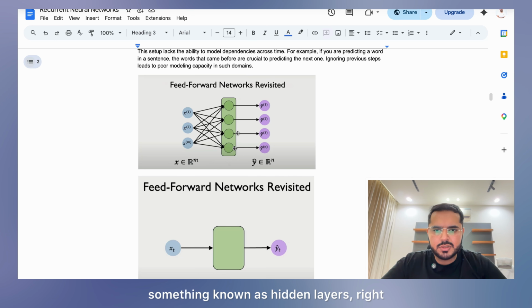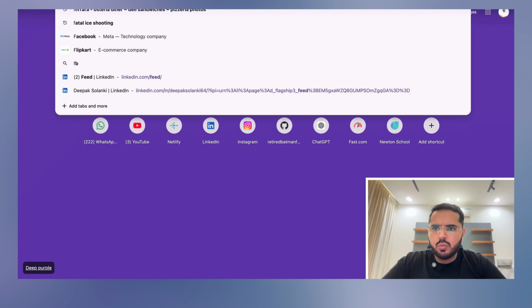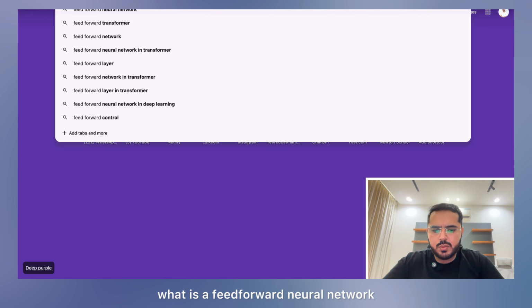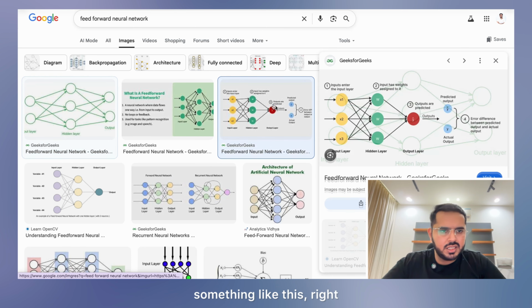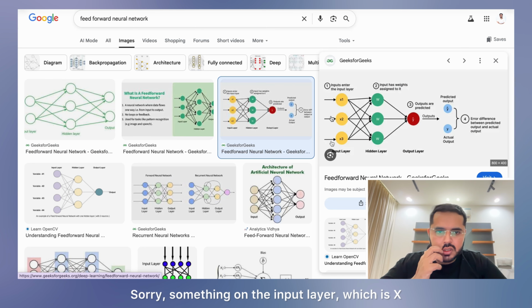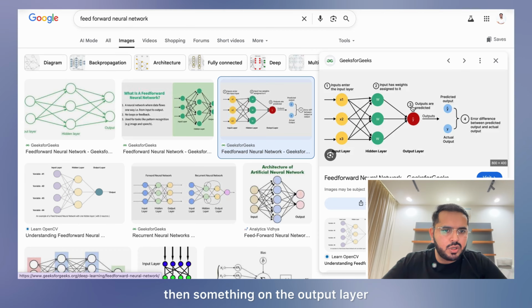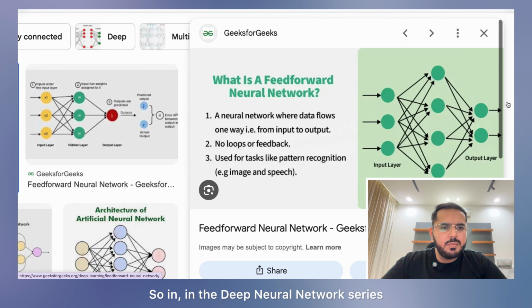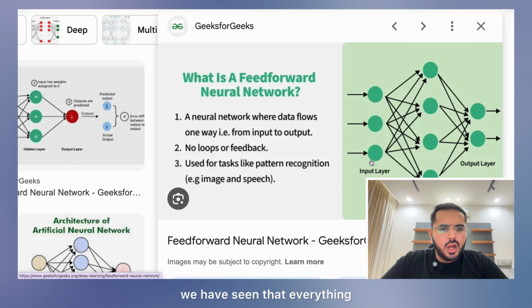And then we have something known as hidden layers, right? Generally, if we randomly Google what is a feed forward neural network, we will see something like this. Everyone is going to show something on the hidden layer, something on the input layer, which is X, then something on the output layer, which is Y hat, and then some weights and biases, right? In the deep neural network series, we have seen that everything that flows from input to the hidden layer is the weights sitting between input and hidden layer. Weights always and always sit on the edges.